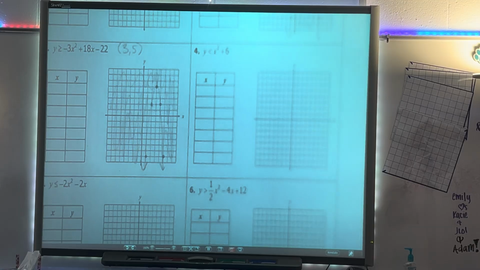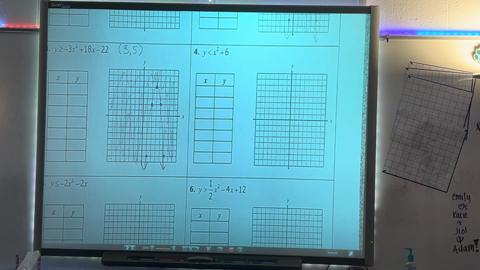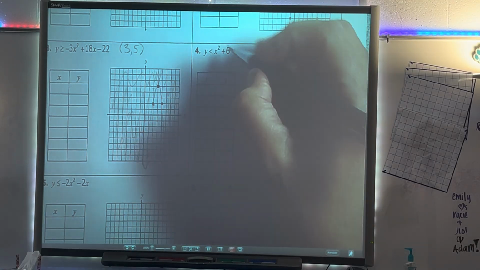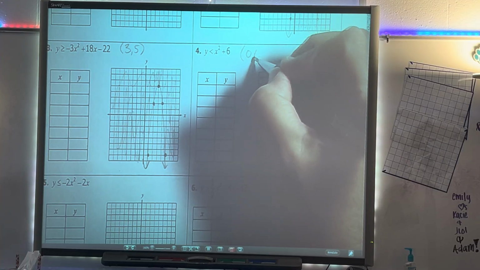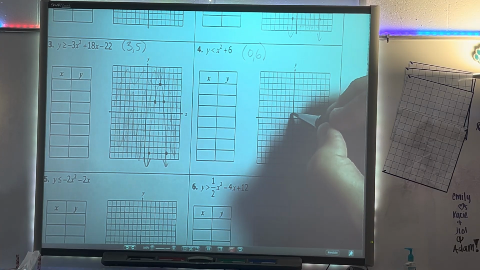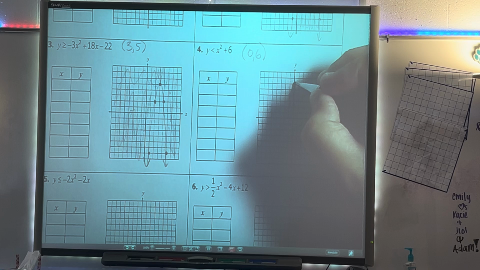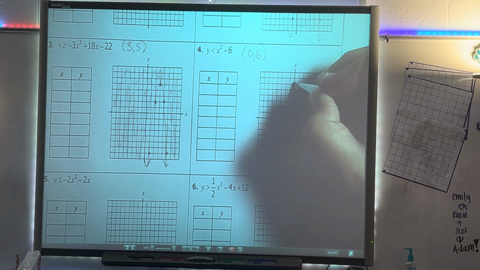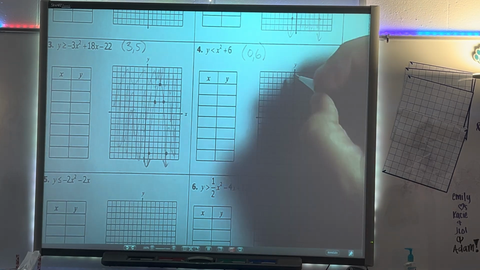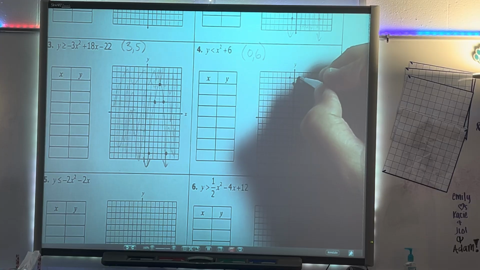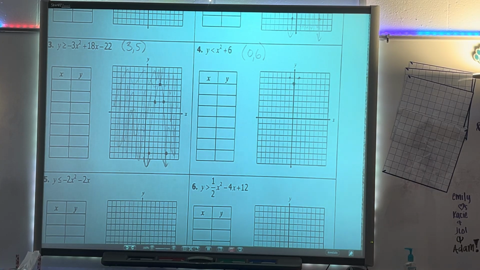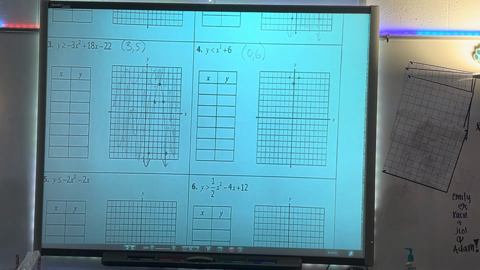Who has 4? Sergio? All right. Vertex is 0, 6. Okay, so 0 and 6, 6 right here. Alright, and I know these 2 points over there, there's not going to be a whole lot on here. Anything else is off the graph. Agreed? Yes? Alright, what is it at +2?